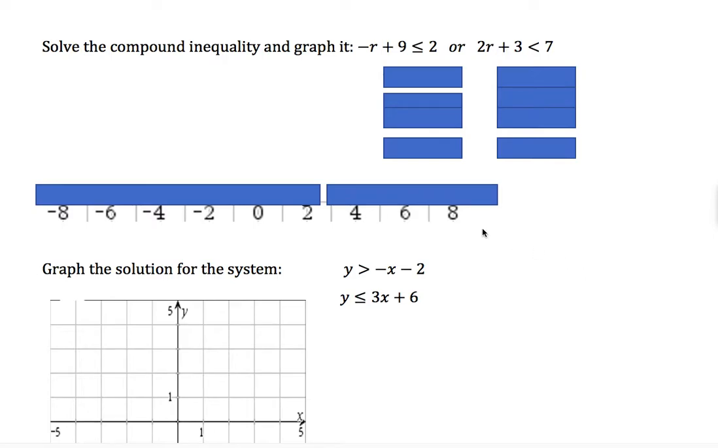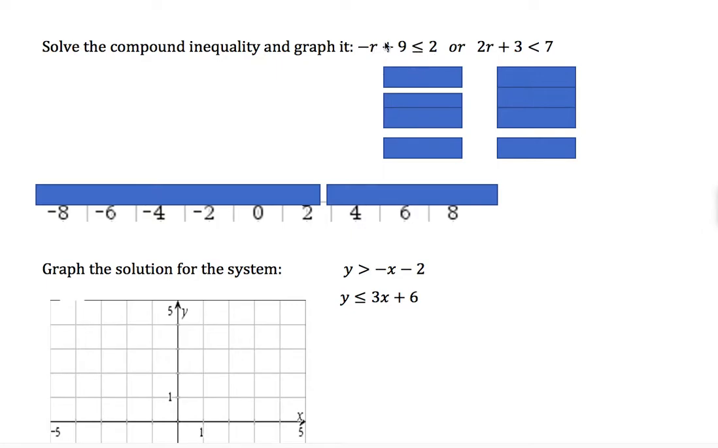So the first one, the question has us solving the compound inequality and then graphing it on a number line. So we have two parts of this inequality. We have negative r plus 9 is less than or equal to 2, or 2 times r plus 3 is less than 7. Okay, so the first thing we want to do is get our variable r by itself and everything else on the other side of the inequality.